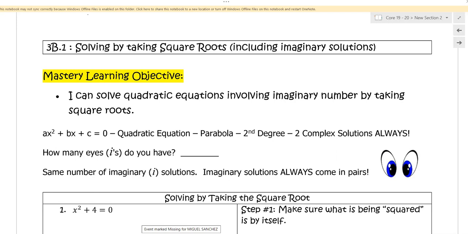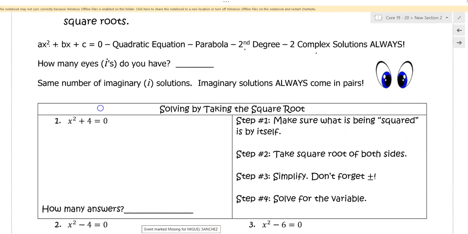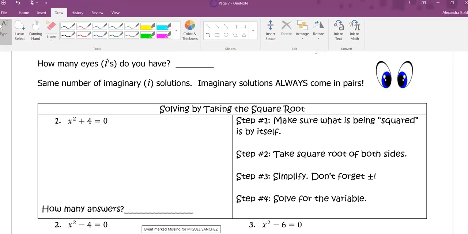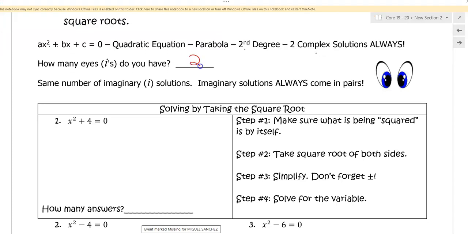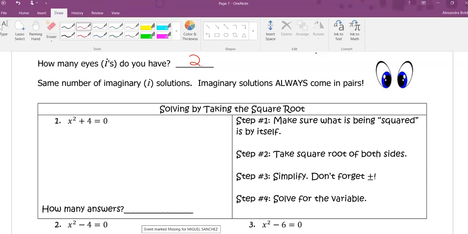Okay? So we have our quadratic equation, ax squared plus bx plus c. It's second degree, meaning we always have two solutions. And think about it, if we have complex solutions, that have an i in them, those imaginary, how many i's do you have? You have two i's. So you'll always have that number of imaginary solutions.